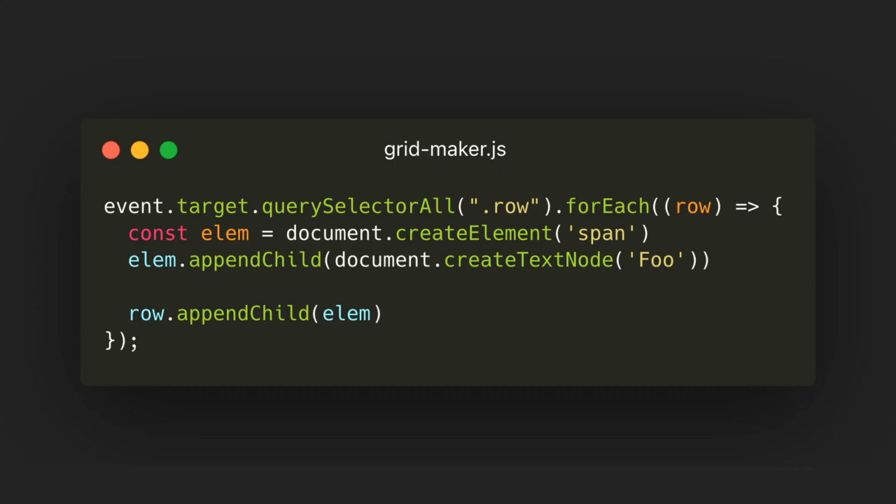Let's compare. Selecting multiple elements: document.querySelectorAll. Then you loop through them with forEach. Creating and appending elements: document.createElement, appendChild. You immediately lose that elegant chaining jQuery had.